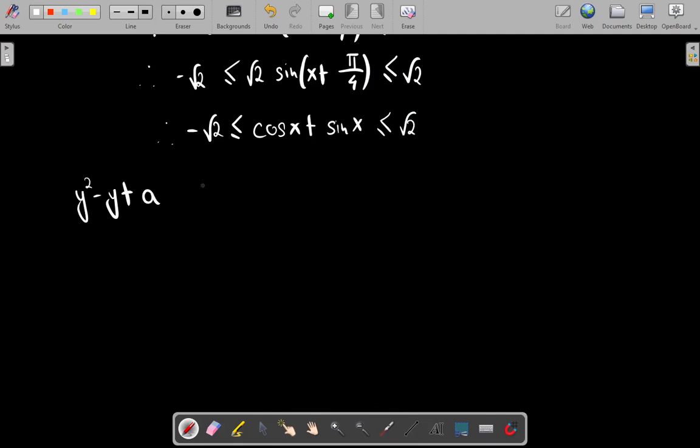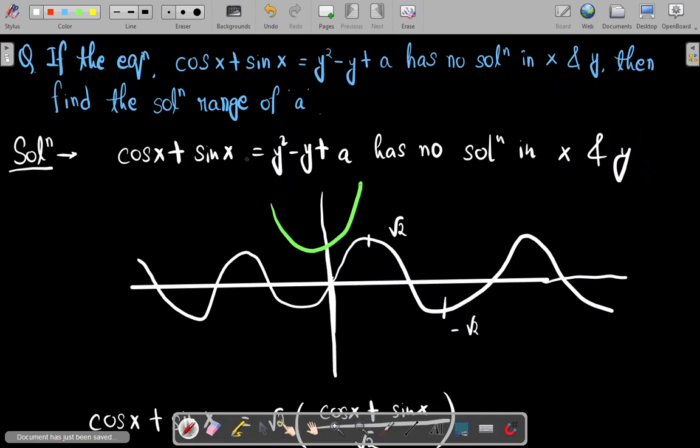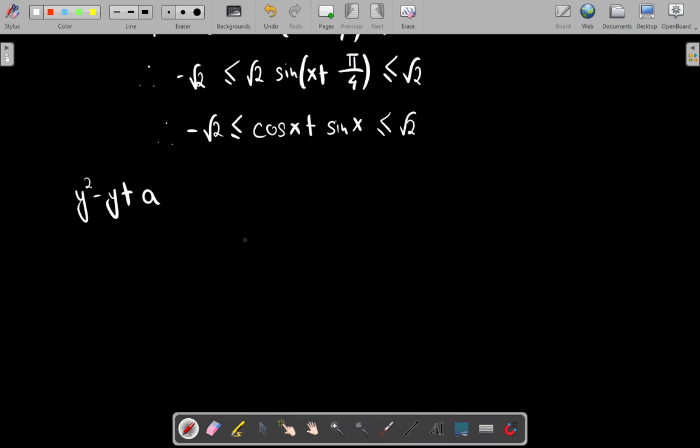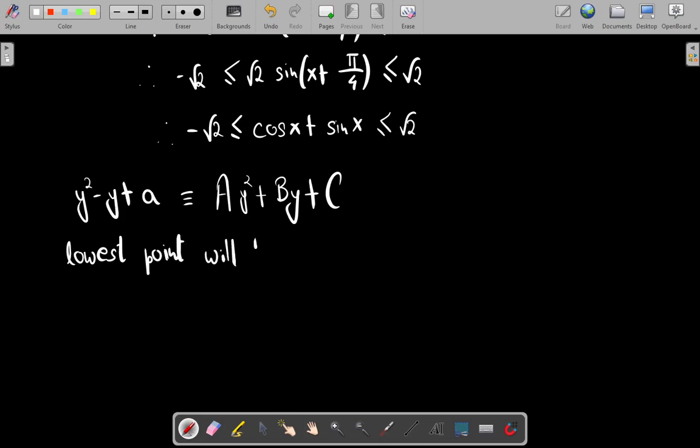Now since the coefficient of y square is positive, right, it is greater than 0, that's why it is a parabola which is open upwards. So for these curves, the lowest point is at the vertex, right? So if I compare it with, say, a y square plus by plus c, the lowest point will be at the vertex which is given by minus b upon twice a.